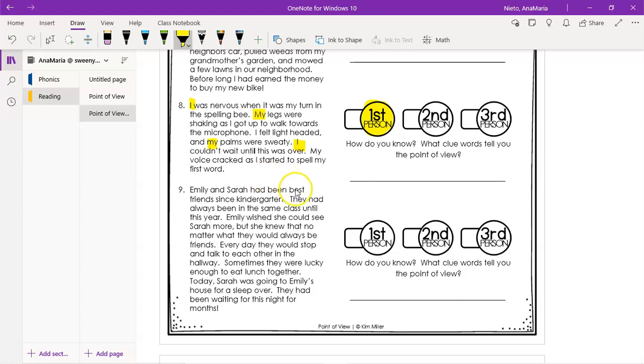So let's kind of look. I see keywords like she. I see their names, Emily and Sarah, so we know that they're not the ones talking. So that's telling me that this is in third person, that the narrator is telling the story because the narrator is using the characters' names and keywords like she.